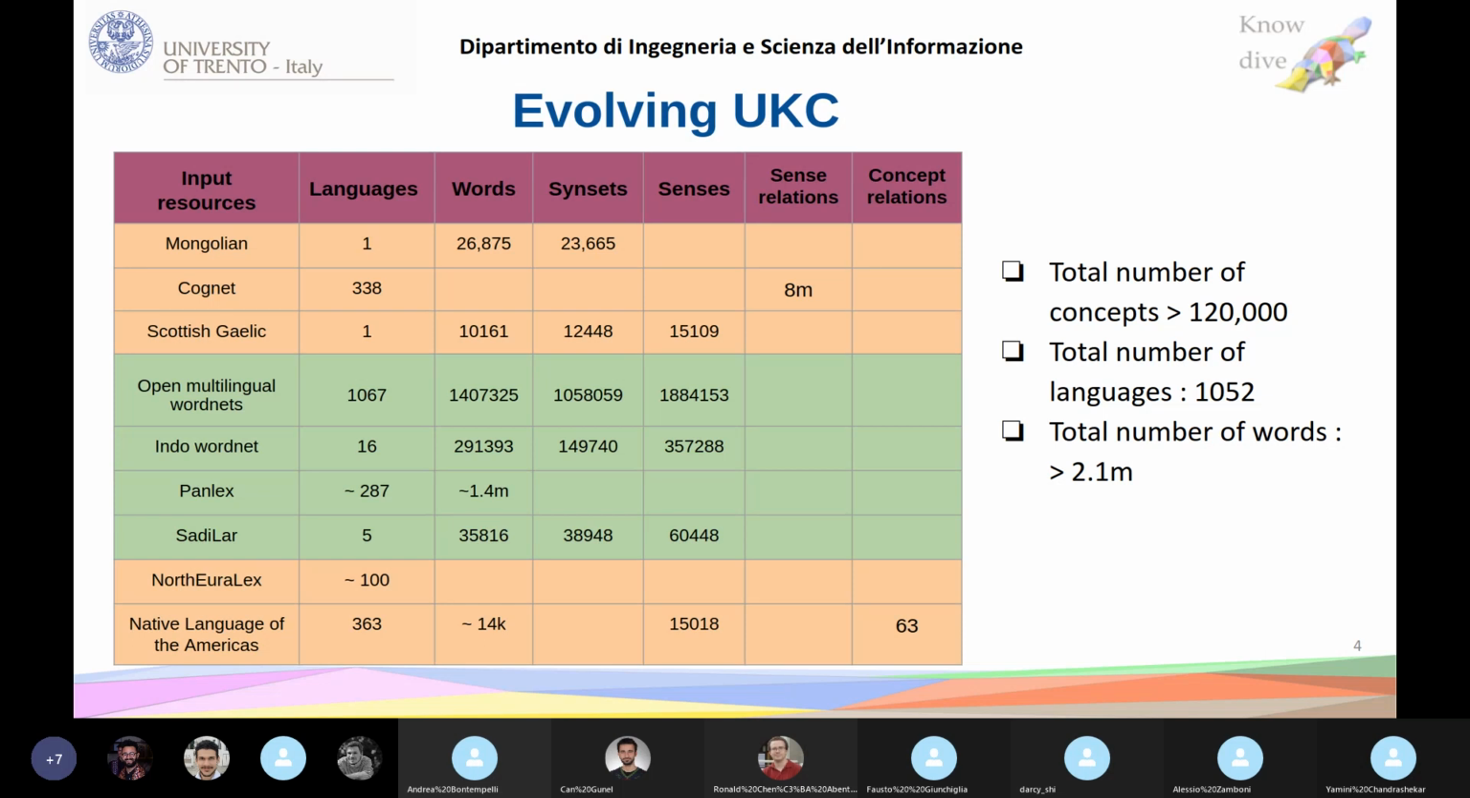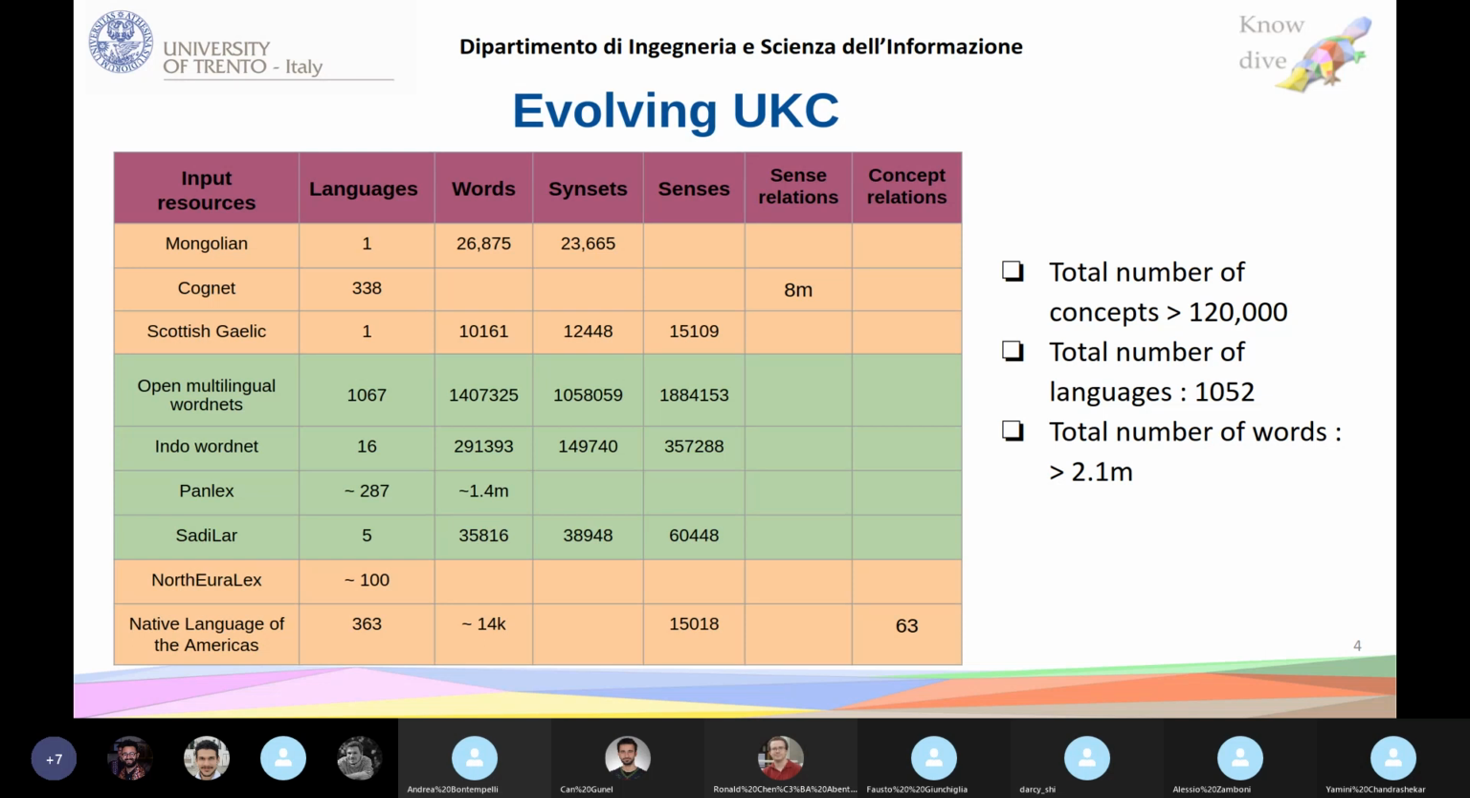So the next resource in the list is SADiLaR. This resource provides us 5 different African languages, and for African languages, this number provides a very good, rather meaningful WordNet size. In a similar fashion, we have another resource, which is the North Uralics. This focuses on northern Eurasia and covers over 100 languages, and it also provides us a good number of lexical information.